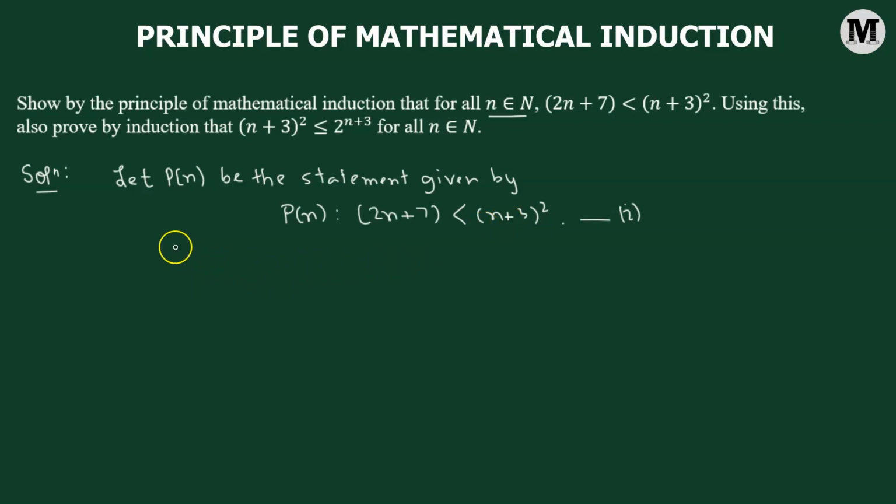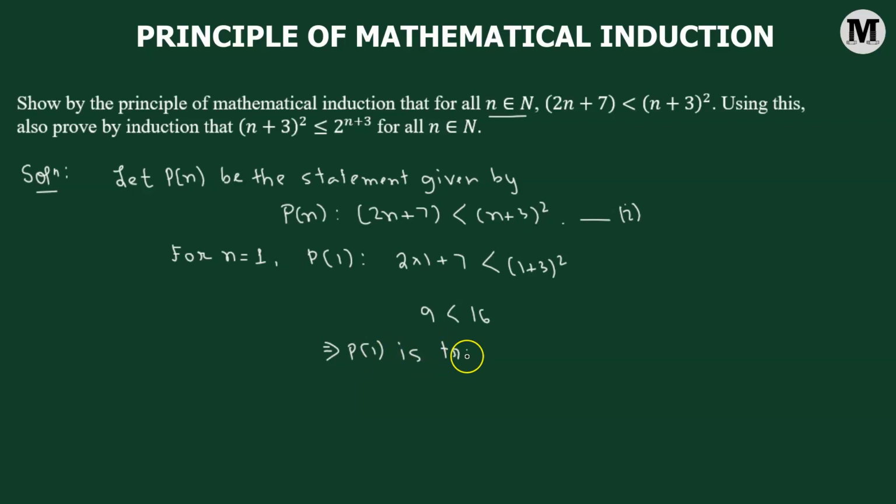So let us proceed. First, we're going to check whether the statement is true for n equals 1. For n equals 1, P of 1 is given by 2 times 1 plus 7 less than (1 plus 3) whole square. So 2 times 1 plus 7 is simply 9. 9 is less than 1 plus 3, that's 4, 4 squared is 16. Yes, this is a true statement. This simply tells us that P of 1 is true. So we have shown that the statement P of n is true for n equals 1. But we'll also need to check for other natural numbers as well.